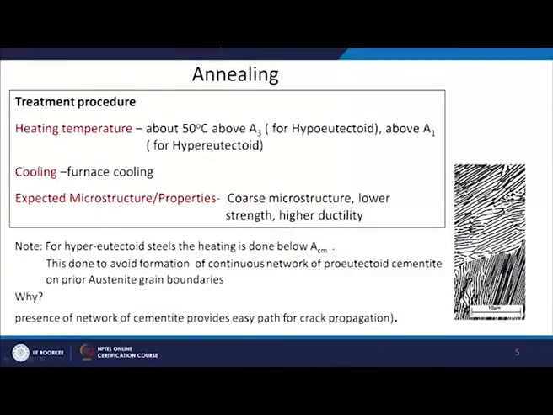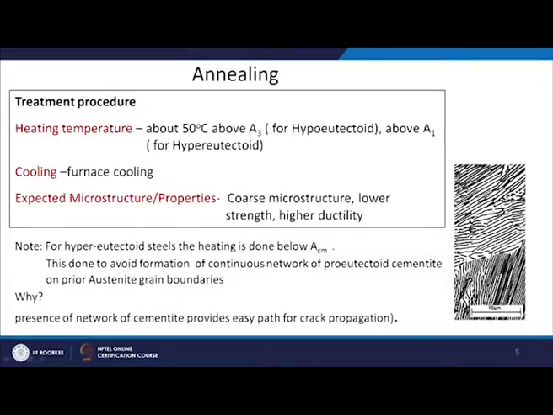First one is annealing, either you can say full annealing or you can just say annealing. What is the treatment procedure? Heating temperature is about 50 degrees Celsius above A3 temperature. So, A3 temperature is there, so you just go 50 degrees Celsius above that, and there you hold it. For hypoeutectoid steel it is 50 degrees Celsius above A3, and for hypereutectoid it is 50 degrees Celsius above A1 temperature. So, in this case we are not crossing the Acm temperature. And then cooling will be done by furnace cooling.